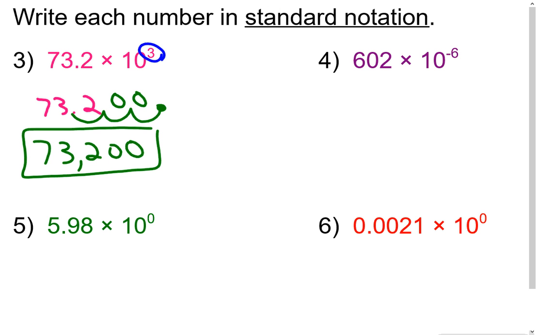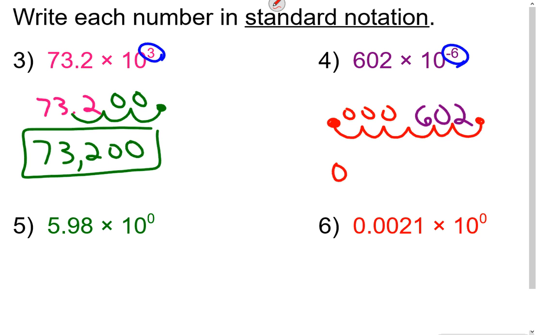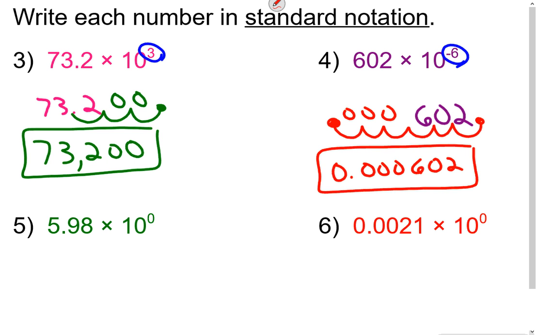If I come over here to my example number 4, I now have the number 602, so I'm going to write that down, 602. But my b value, notice, is negative, therefore small number. Need to make it a small number. So remember, our decimal place is right here to start. And if we move to the left, 1, 2, 3, 4, 5, and 6, our new decimal place is there. Put our zeros here, and we end up with the number 0.000602. And we have put it into standard notation.